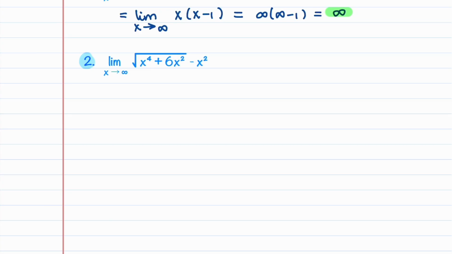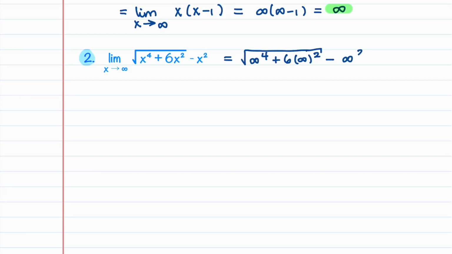Let's now look at our second example. Again, we're going to start by plugging in that x is going to infinity. So we have the square root of infinity to the fourth plus 6 times infinity squared minus infinity squared. This is equal to the square root of infinity to the fourth. We're going to ignore the 6 infinity squared because it's a lot smaller compared to the infinity to the fourth. And then we subtract infinity squared. But the square root of infinity to the fourth is like infinity squared. So this is really the indeterminate form infinity minus infinity.